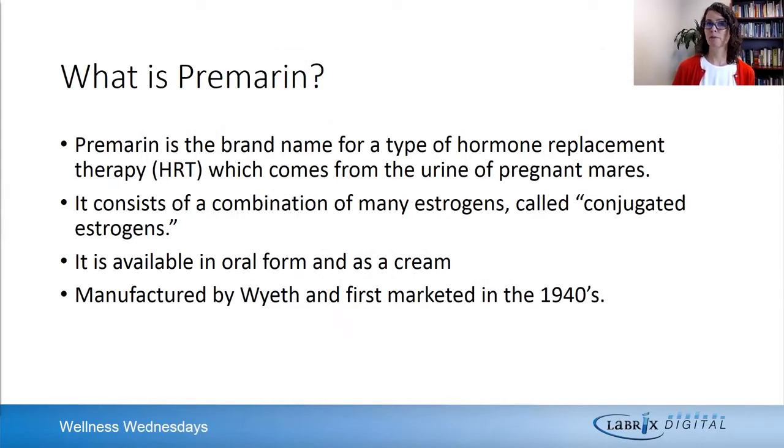So what is Premarin? Premarin is the brand name for a type of hormone replacement therapy that comes from the urine of pregnant mares. It consists of a combination of many estrogens called conjugated estrogens. It's available in oral form and as a cream, and it's been manufactured by Wyeth since the 1940s.